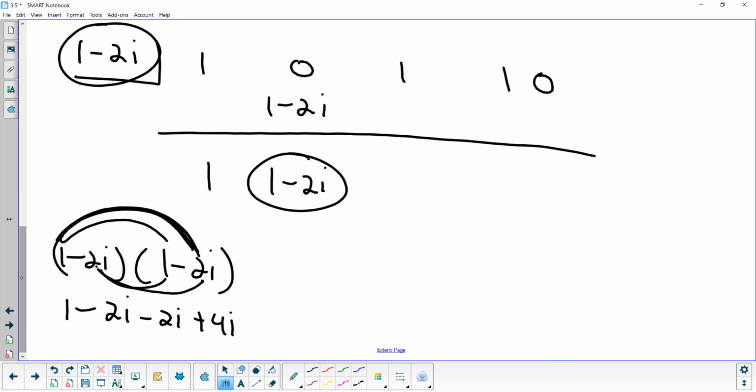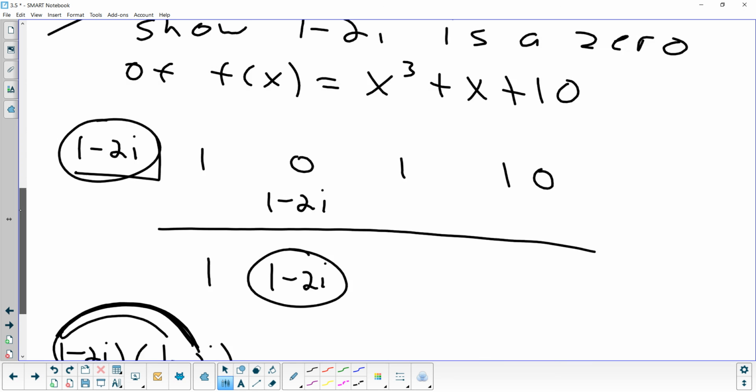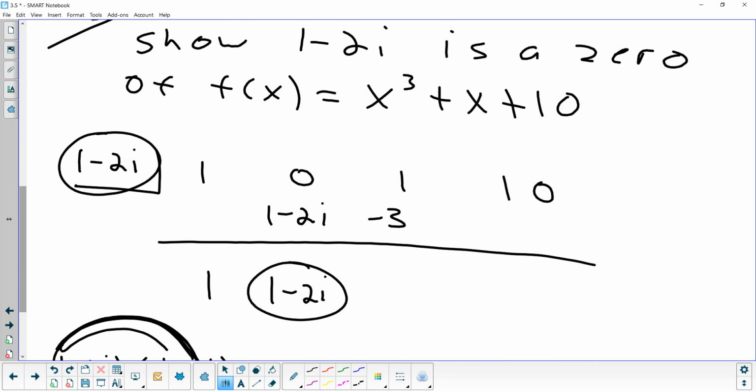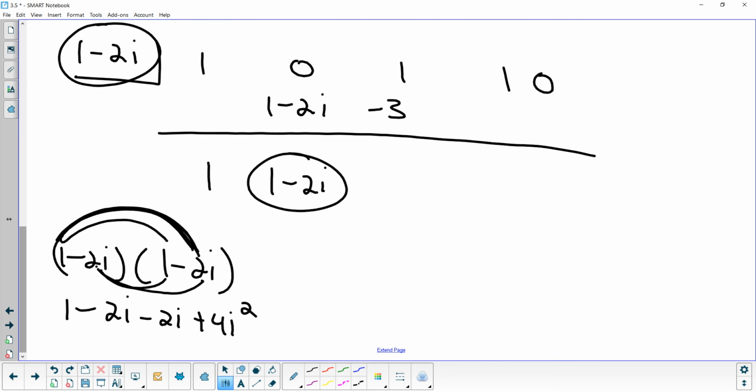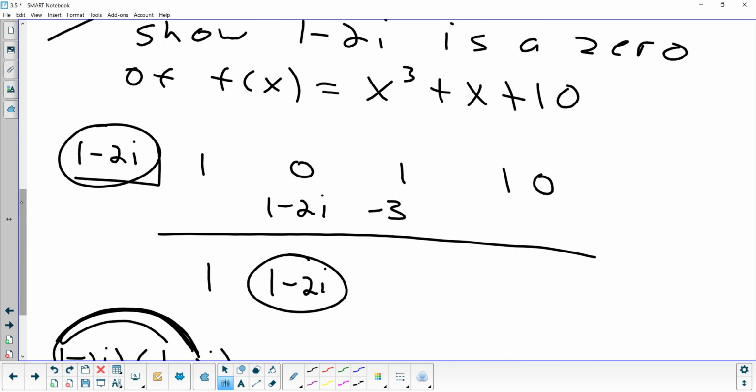Yes. We need something else there. Squared. And 4i squared is really what number? How about Abigail? Which is negative 4. So we got a negative 4 and a positive 1. That's a negative 3. And Jack, what's negative 2i minus 2i? Negative 4i.